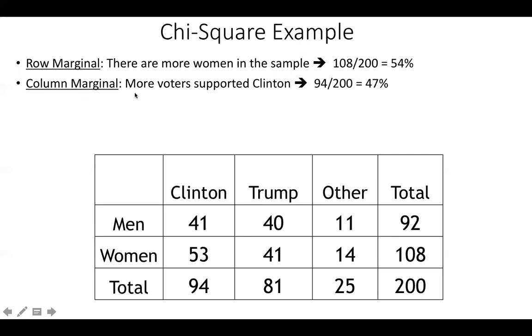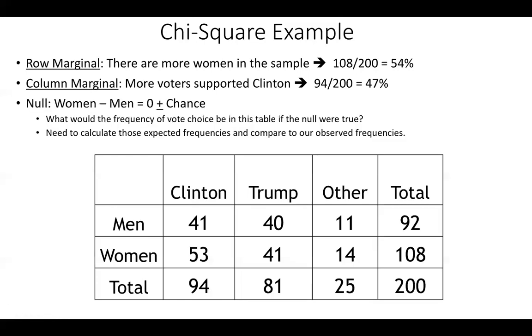Similarly, we have a marginal or difference across columns. So here, this bottom row with total shows us the total number of voters for each of our three choices. We see 94 for Clinton, 81 for Trump, 25 for other. So of these three, Clinton has the largest share of votes. That 94 out of 200 is 47%. So that difference needs to be baked in across the board. So when we're looking at the comparison of how men and women voted, we should always see 47% going to Clinton.